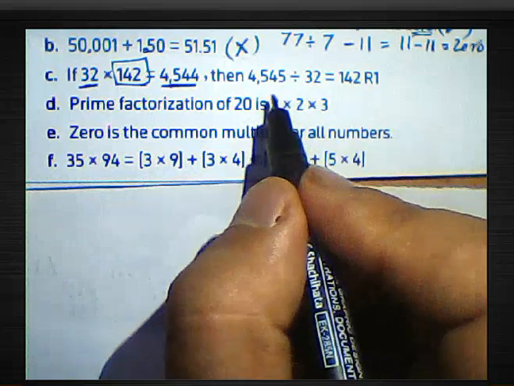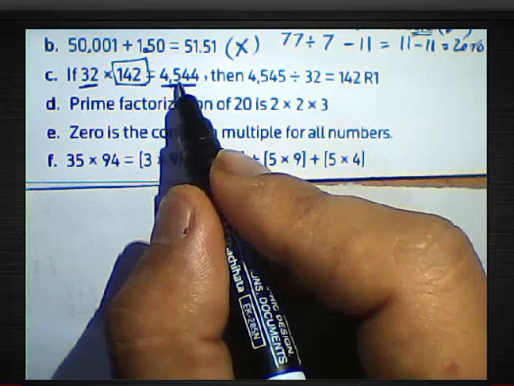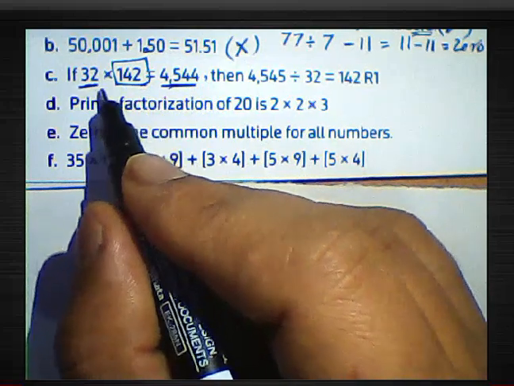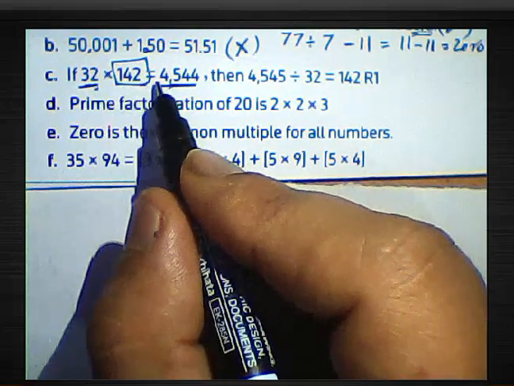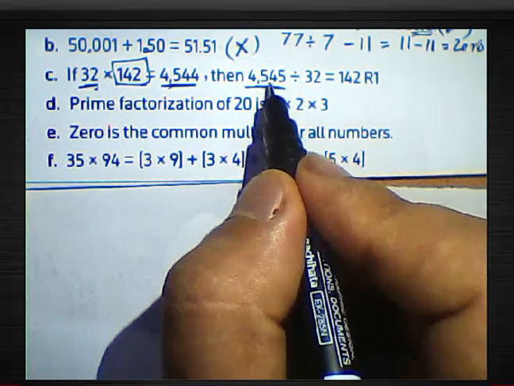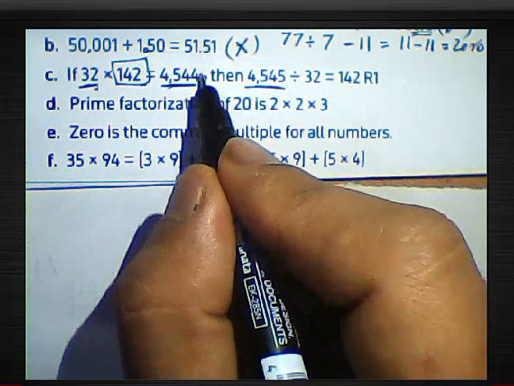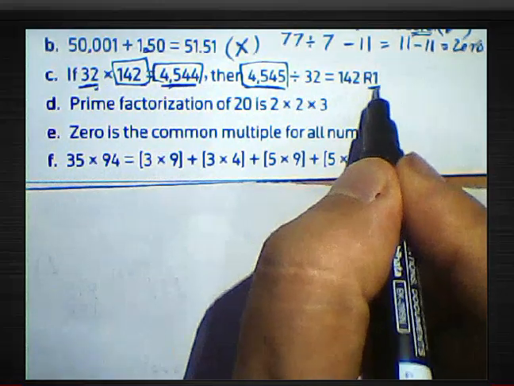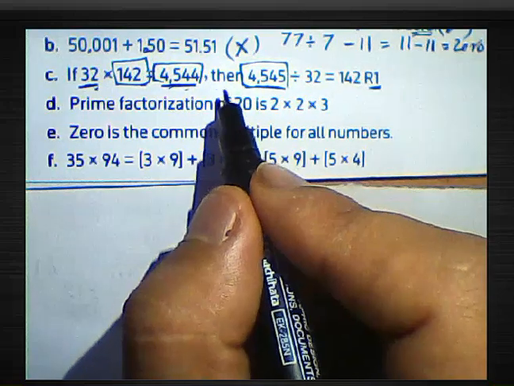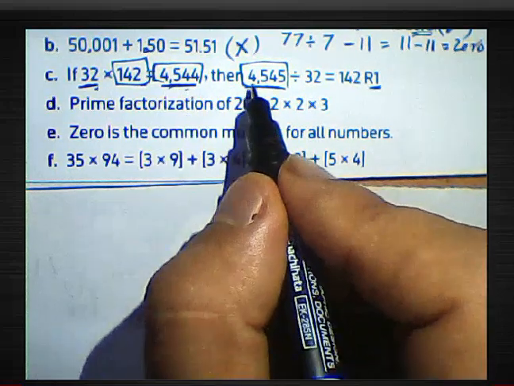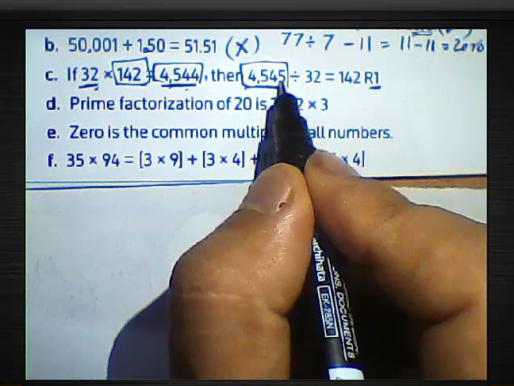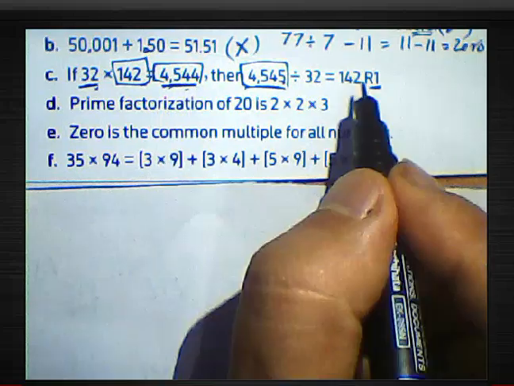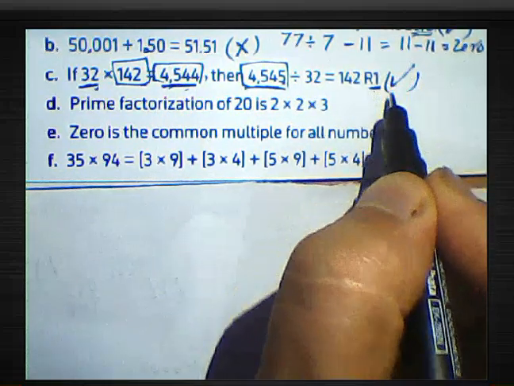Look at here. Here we write 4,544 divided by 32. The result must be 142, but he changed it here. So we can find the difference between the two numbers here to find the remainder. The result will be by subtracting: 4,545 minus 4,544 equals 1. Then the remainder is 1, so it will be true.